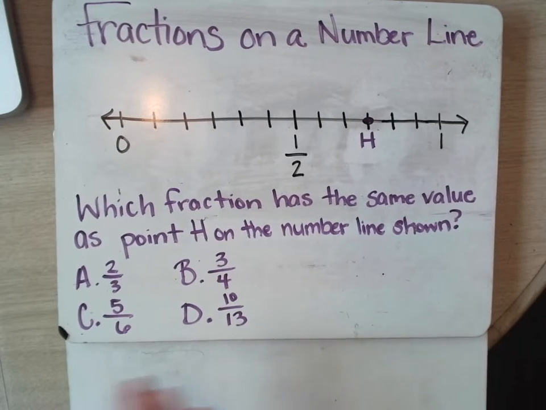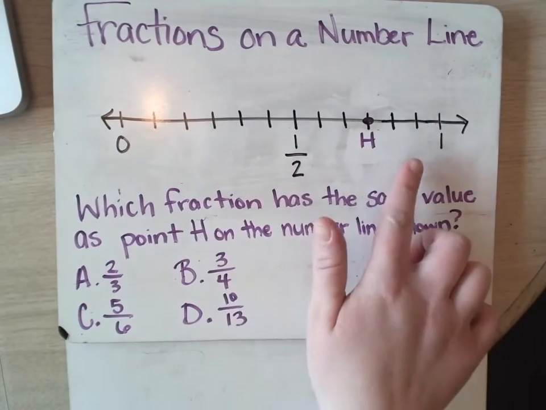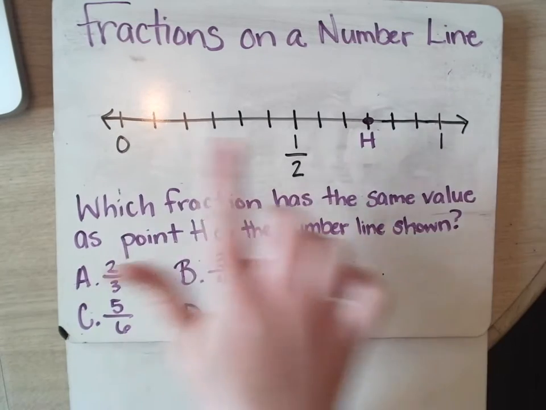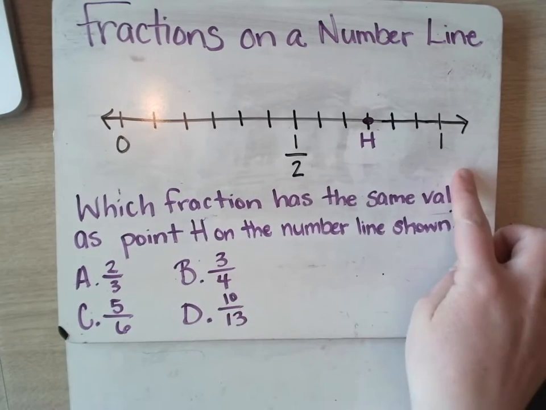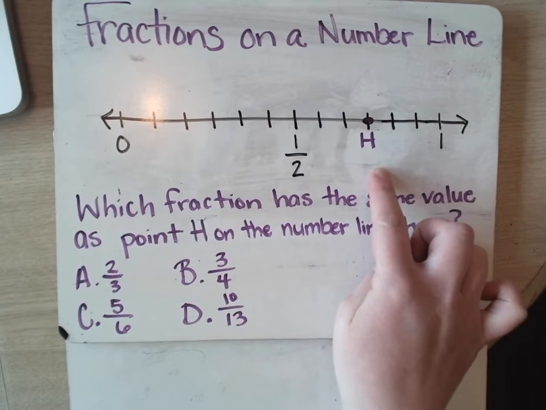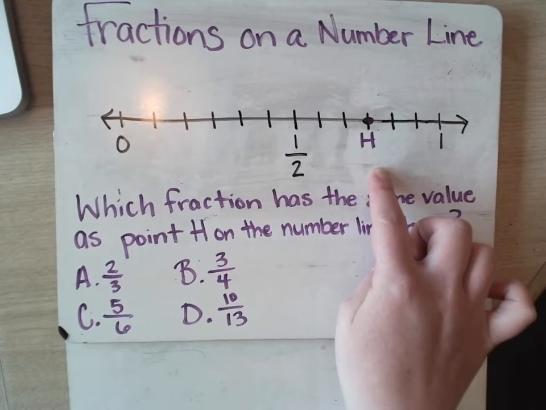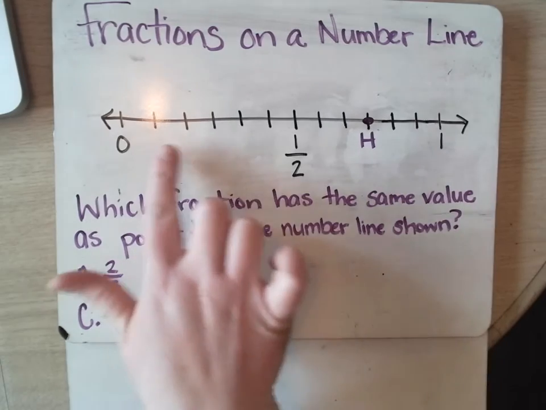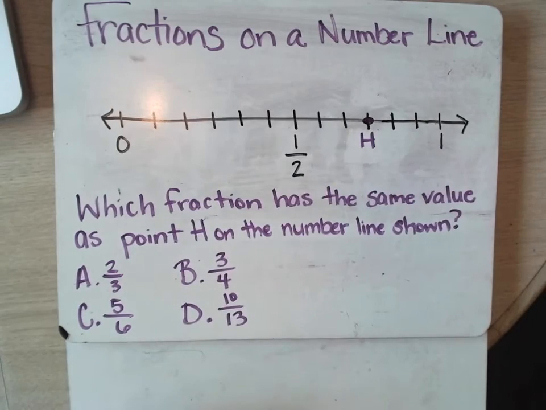In order to figure that out, you need to first look at your line. The only things I have labeled so far are 0, 1/2, and 1. So I know this point is definitely not bigger than 1 whole. It's definitely a proper fraction. The first thing you're going to do is count those lines. We're going to have to count those and label them.